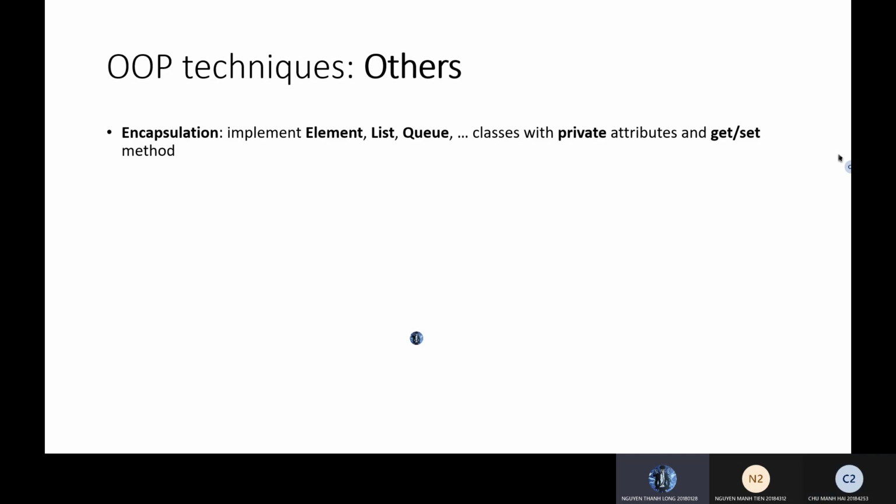We also implement encapsulation when implementing the classes element, list, and queue. These classes have private attributes and getter and setter methods.